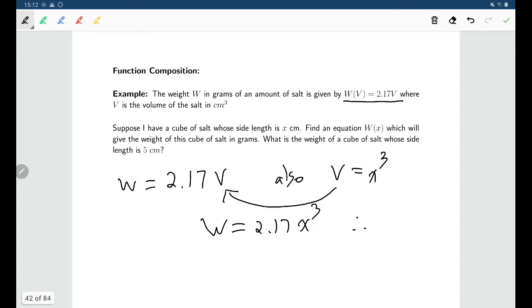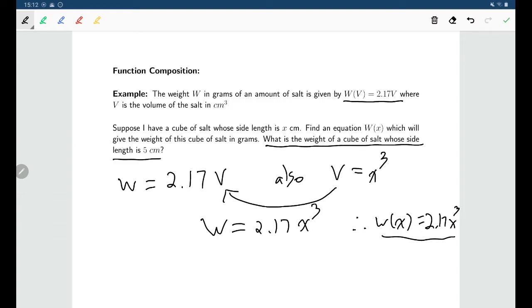So that means that we've got our function, w of x is 2.17 times x cubed. There we go. We've composed two functions. We've put one function inside of another. Okay, and I'll just finish off the last little part here, which is the weight of the cube of salt whose side length is 5 centimeters.